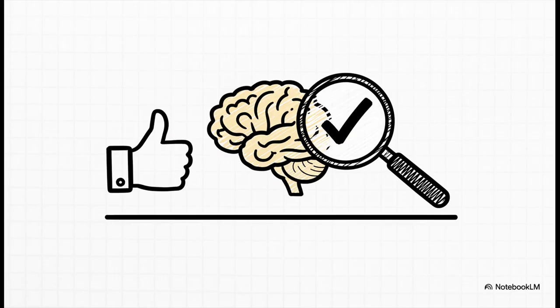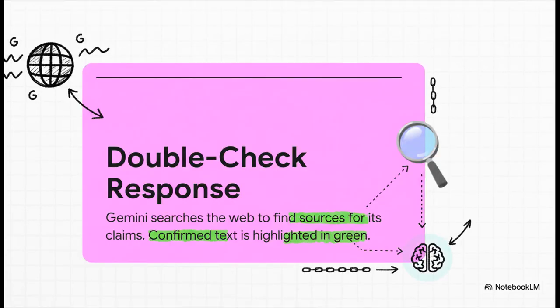And look, we all know the saying, trust but verify. Well, when you're working with AI-generated info, that's more critical than ever, right? And Gemini actually has a tool built specifically for this. See that little G icon there? When you click that, Gemini literally goes out and searches the web to see if it can back up what it just told you. Any sentence that it can confirm with a source gets highlighted in green. It's like a built-in fact checker, giving you that extra bit of confidence in the answers you're getting.